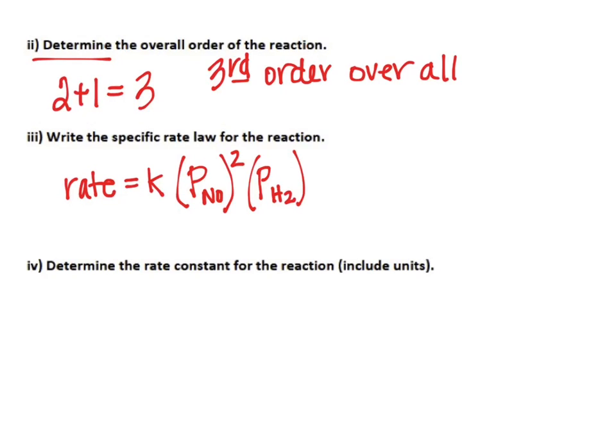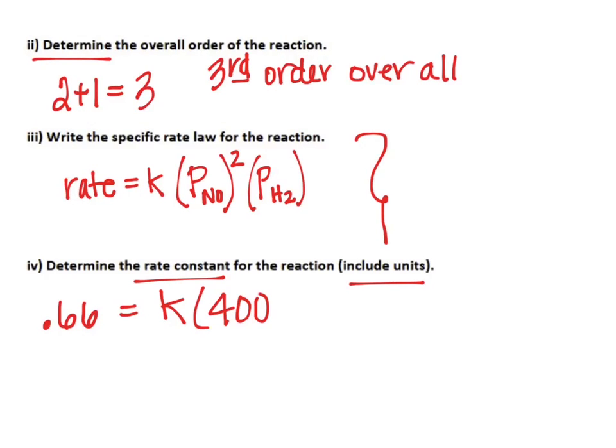Okay, so now the last one says determine the rate constant. Again, remember, go to that first one to determine your rate constant. So 0.66 is equal to K. And if you see this right here and they haven't asked you to determine the rate constant yet, you don't have to substitute K in there. You can just write K because they haven't asked you to solve. And then we have 400 squared times 150, and solve for K for me.